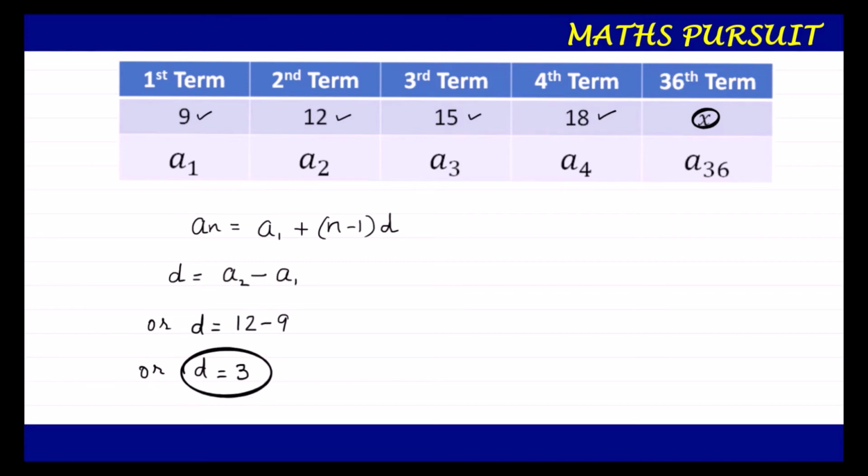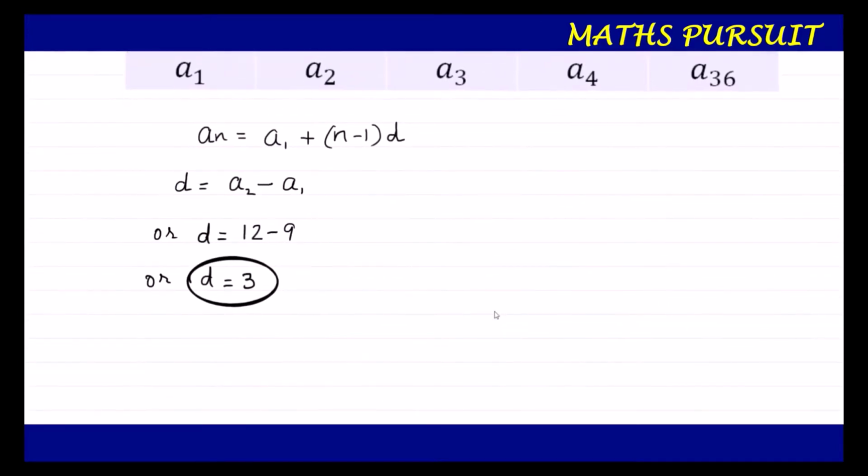Now we will use this value of d in our above arithmetic progression formula, and we will see how we are going to get the answer for the 36th term. Now as per the formula here, we have an is equal to a1 plus n minus 1 into d. So our focus is on the 36th term. Therefore here our an is a36, because our value for n is 36.